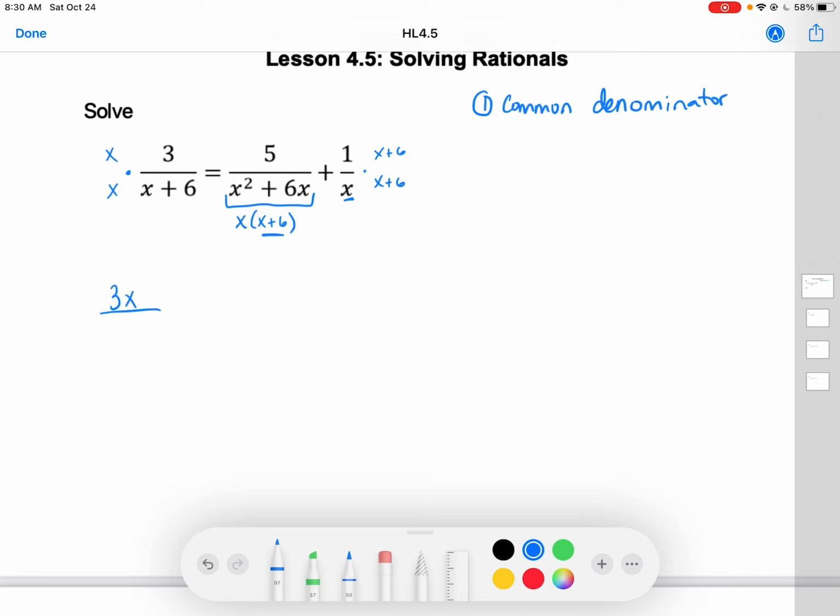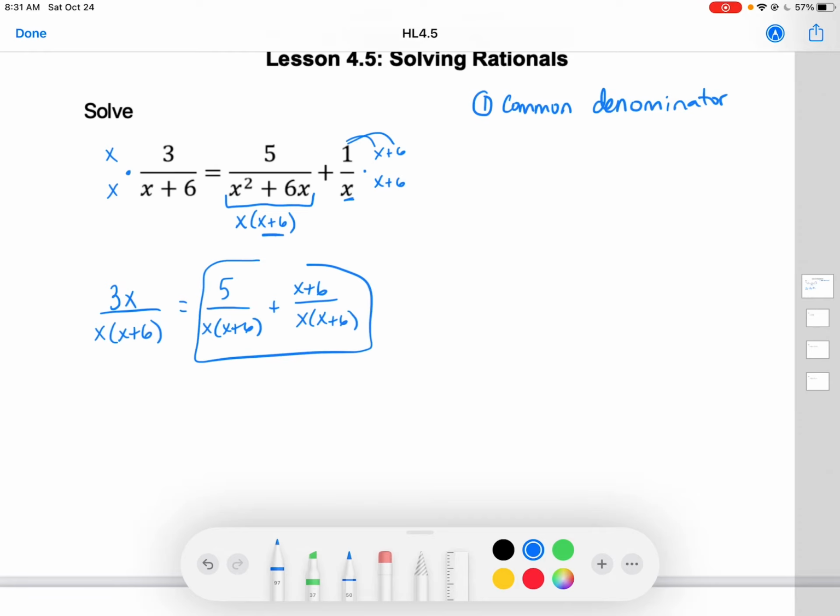So you get 3x over x times x plus 6 equals 5 over x times x plus 6 plus x plus 6, because I distribute, over x times x plus 6. And then you could, if you wanted to, combine these really quick. So you have 3x over x times x plus 6 equals x plus 11 over x times x plus 6. This step wasn't necessary, by the way.